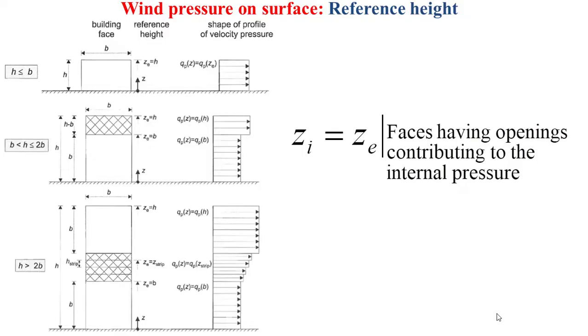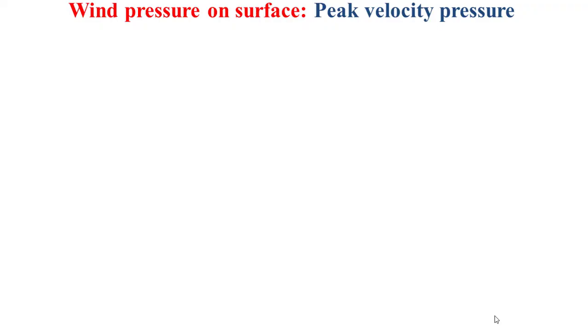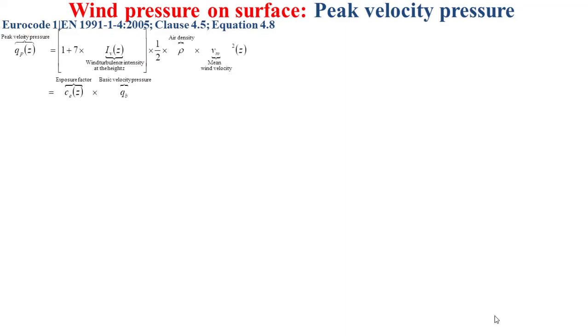Now the reference height for the internal pressure, denoted by ZI, is equal to the reference height for the external pressure, ZE, on faces contributing by their openings to the creation of the internal pressure. Now I'll try to explain step by step how to determine the peak velocity pressure. Based on the Eurocode 1 standards, the peak velocity pressure is determined based on the formula that you see now in this slide. And I will try to explain each component that appears in this formula.